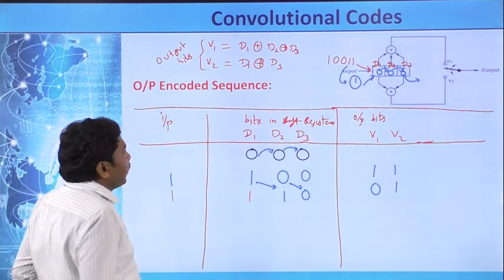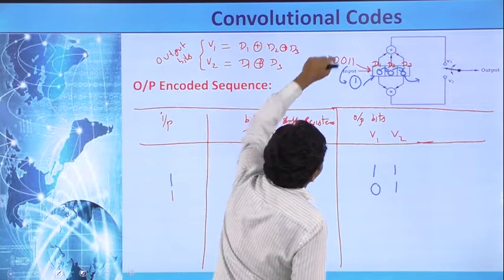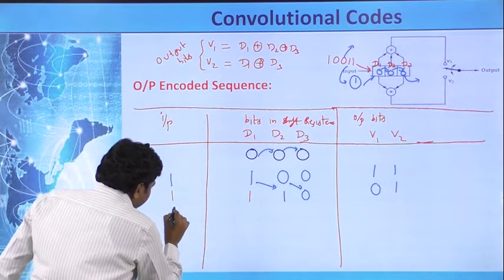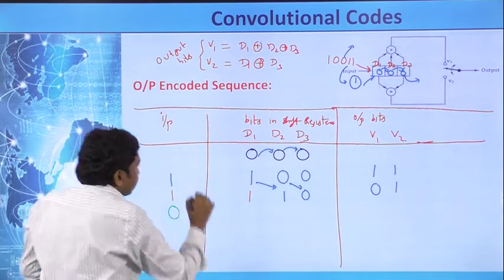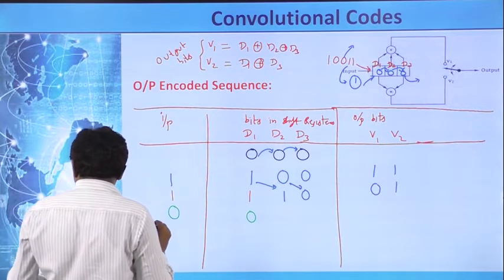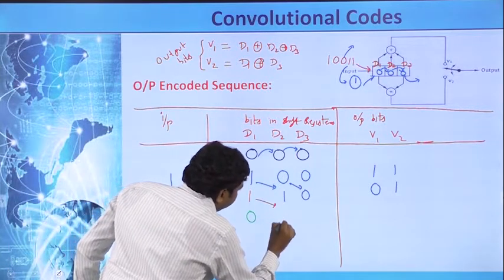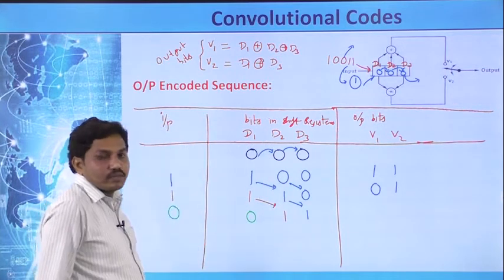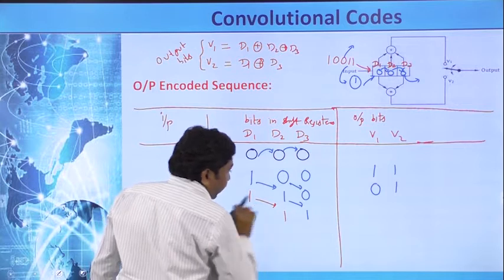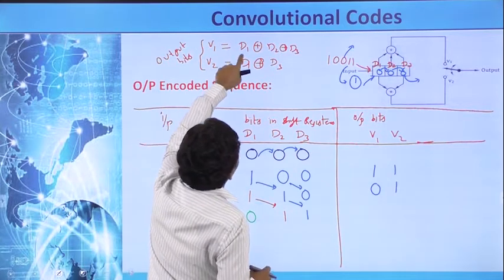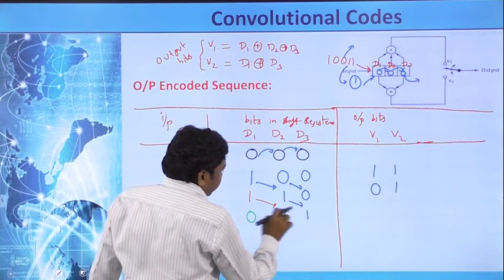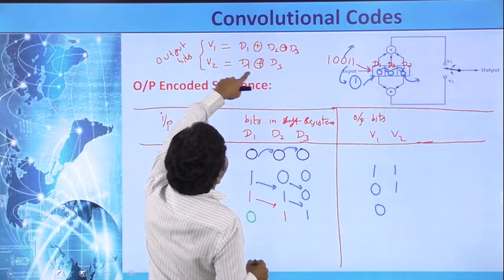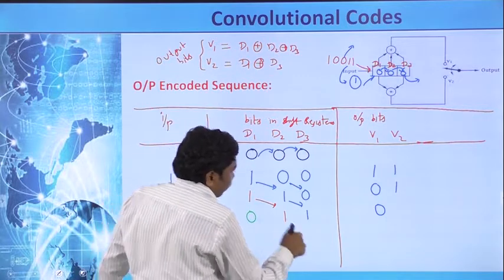What is the next input bit? Next one is this 0. Next input is 0, so this 0 comes into the D1 place. This 1 comes into here, and this one comes into here. Now the bits in shift register are 0, 1, 1. What is the value of V1? V1 is the sum of these three, 0 plus 1 plus 1, which is equal to 0. V2 is D1 plus D3, the first bit and last bit, 0 plus 1 is 1.